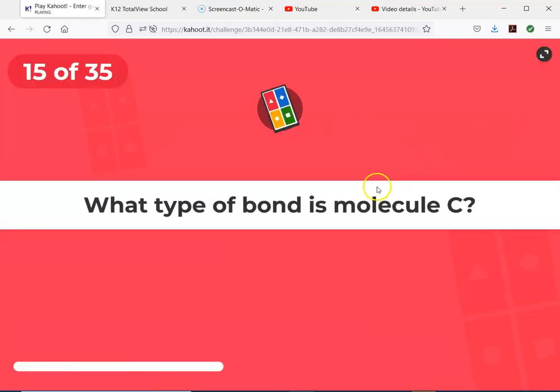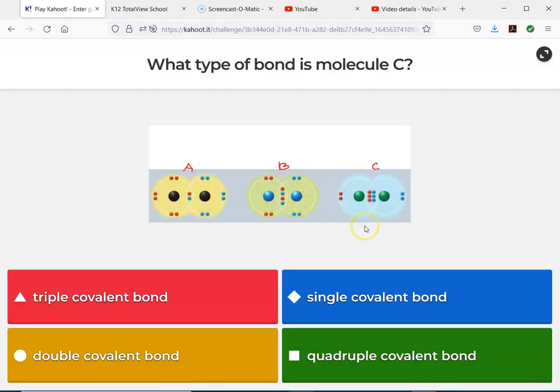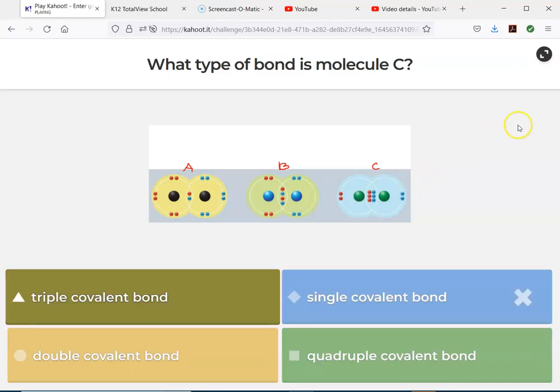And number 15, which type of bond is molecule C? Well, count up how many pairs you see. In A, I see one pair. In B, I see two pair. And in C, I see three pair. Three pair. 3 is triple. Must be a triple covalent bond.